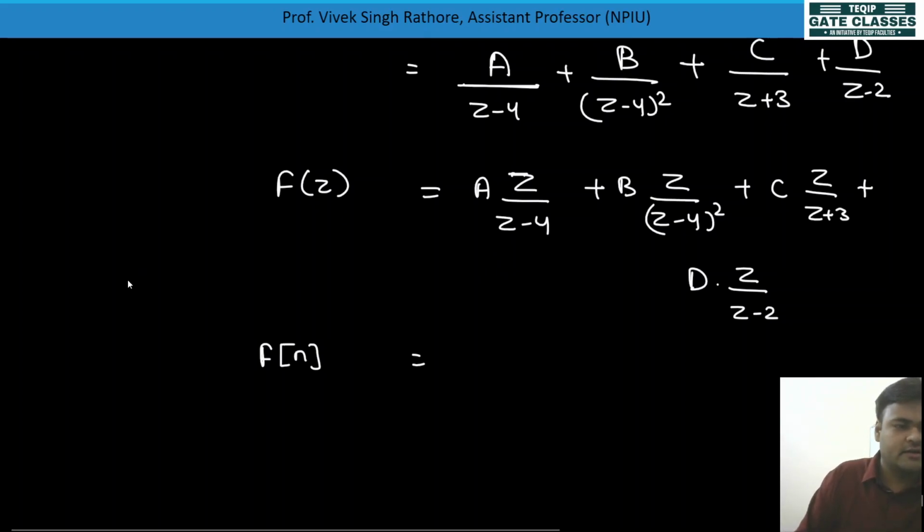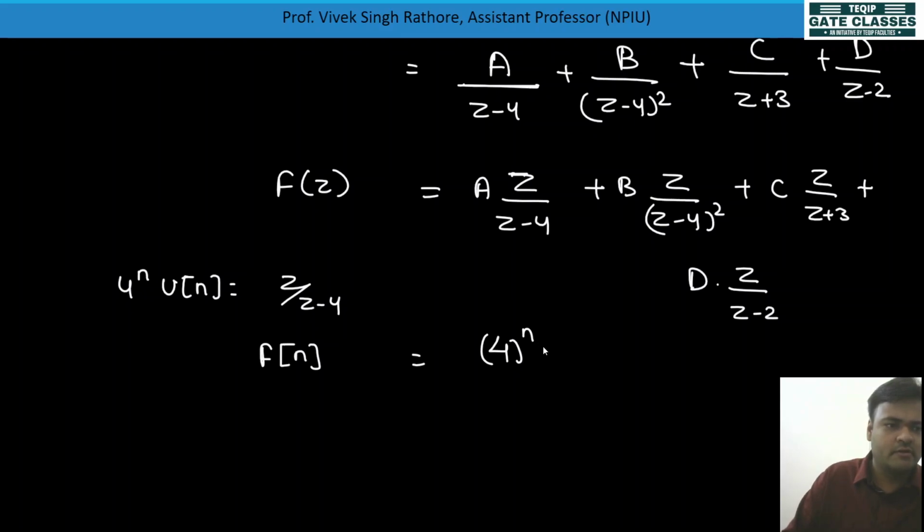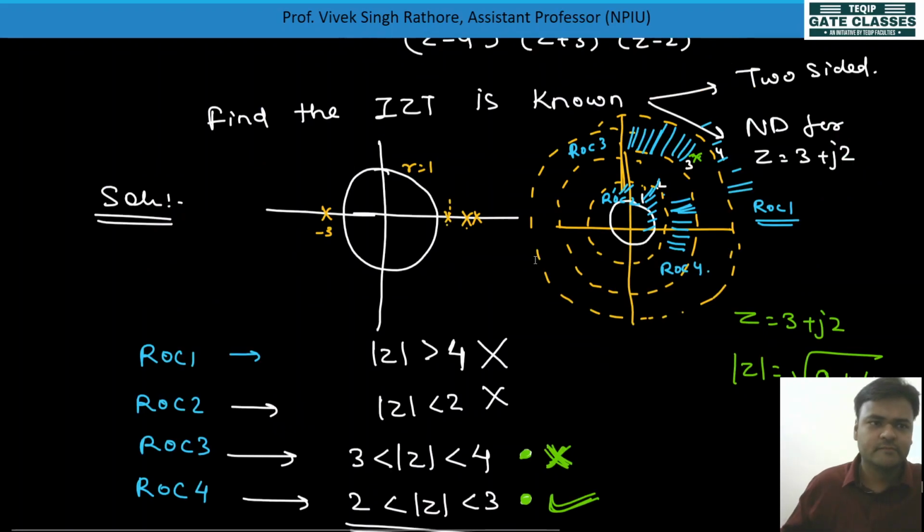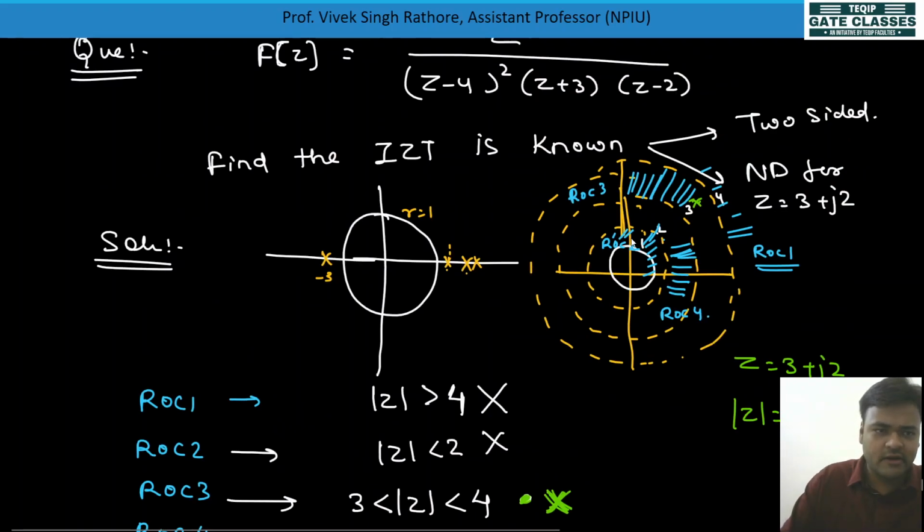As you know, for 4 to the power n u of n, the z transform will be z by z minus 4. So we can put the value as 4 to the power n u of n. But u of n or u of minus n minus 1 will be there, because z minus 4 means the pole is at 4. Ultimately, the overall ROC is less than 3, so it will be less than 4 also. If the ROC is inward from 3, then obviously the ROC of 4 will also be inward only.